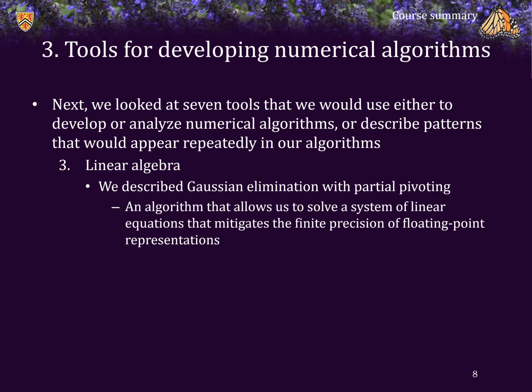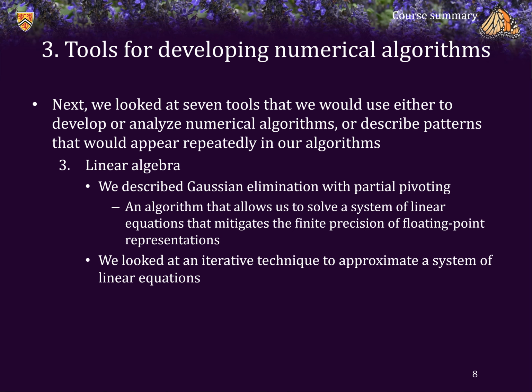The fact that adding a large number onto a small number essentially wipes that smaller number completely out, or at least loses a significant component of that smaller number's precision. We also looked at an iterative technique to approximate a system of linear equations. This was the Jacobi method.